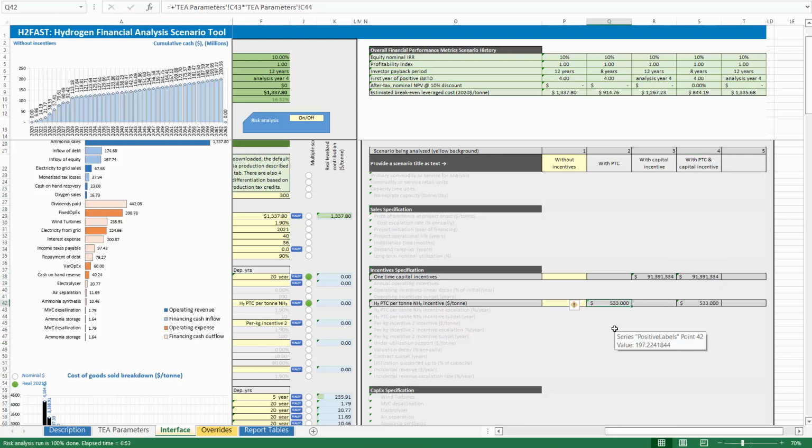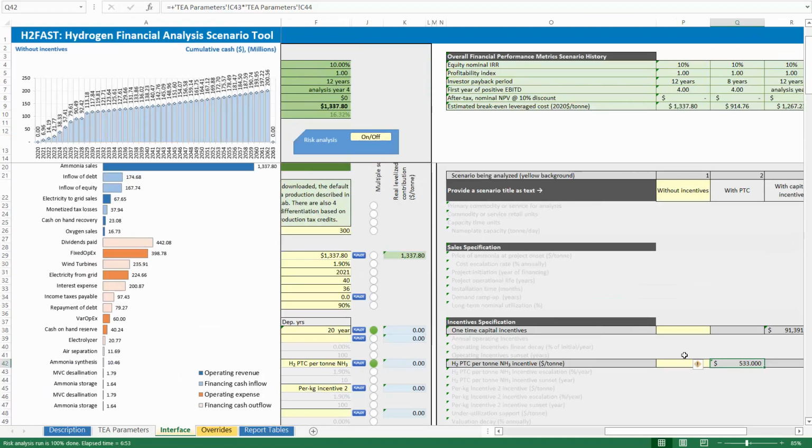Since this particular example doesn't strictly produce hydrogen, we had to estimate how much hydrogen was produced per ton of ammonia, and then translate that into how much incentive can be realized if that many kilograms of hydrogen were incentivized at a level of, I believe, $3 per kilogram.